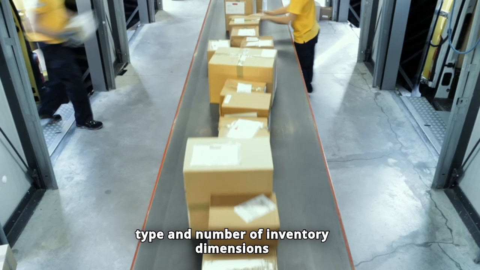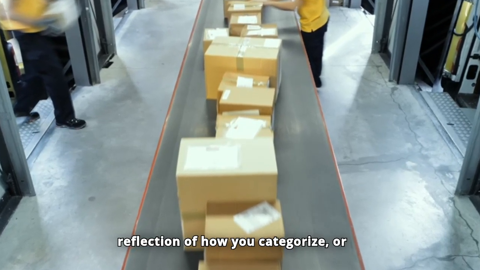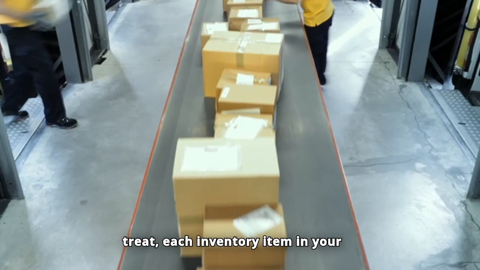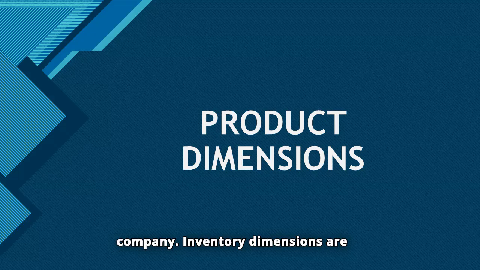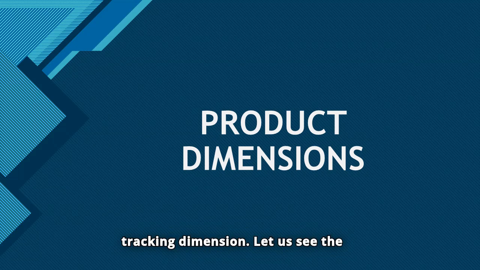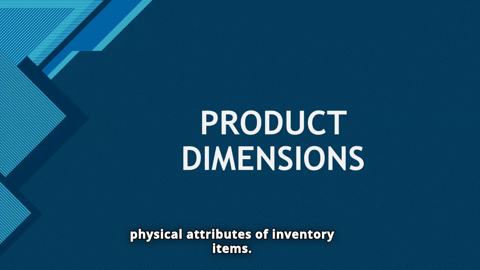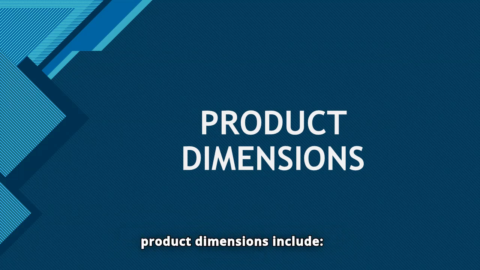The type and number of inventory dimensions that you create must be a realistic reflection of how you categorize, or treat, each inventory item in your company. Inventory dimensions are categorized into three main types: product dimension, storage dimension, and tracking dimension. Let us see the product dimensions. These define the physical attributes of inventory items. In supply chain management, the available product dimensions include configuration, size, style, color.